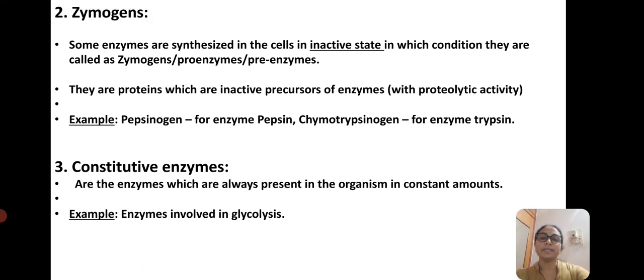Coming to the other type of enzyme, that is the constitutive enzyme. Here the enzyme is always present in the body in a particular proportion, not synthesized only during emergencies or only when the need is there, but present always. Such enzymes are called constitutive enzymes. All the enzymes of the glycolysis steps are constitutive enzymes. They must always be present because it is a very important step in oxidative respiration.